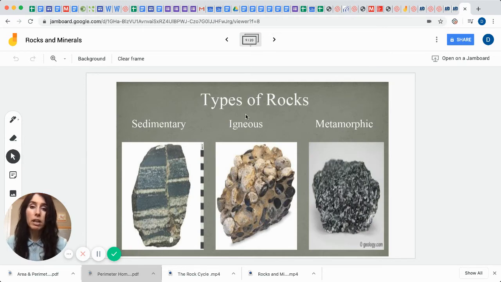Now we're going to talk about types of rocks. So we are going to learn about the sedimentary rocks. Again, in order to be a rock, it has to have 2 or more minerals. Then we have the igneous rocks. And we're going to talk more about where these are formed. And then we're going to talk about our metamorphic rocks and where they are formed.